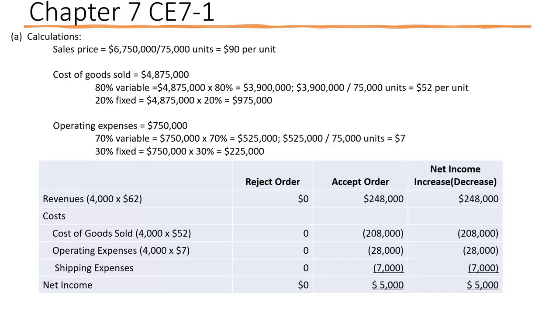And that comes down to, it would generate a net income of $5,000. Then if we compare it to the reject order, which is all zeros, that $5,000 will be our net income increase by accepting this order. So based on this financial analysis, we should accept the order.